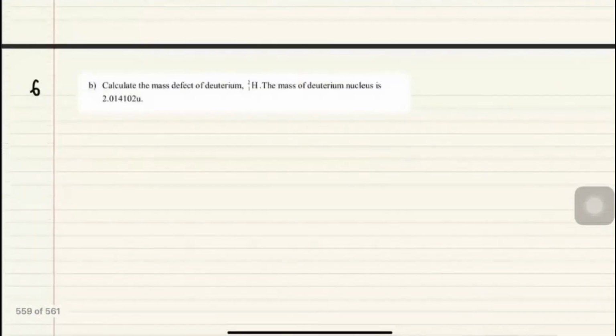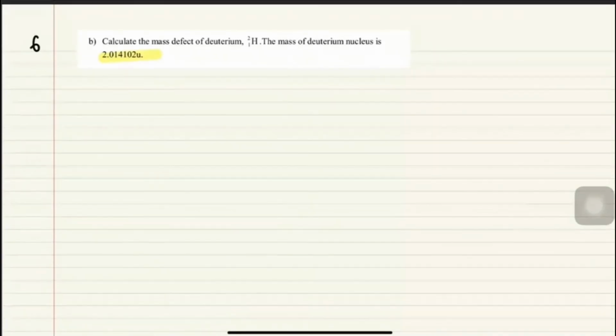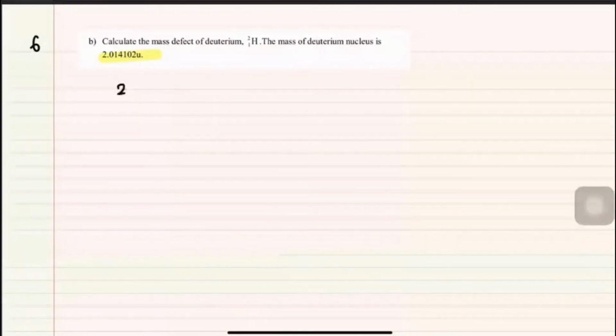Okay, moving on to the next one, 6B. Calculate the mass defect of deuterium, 2,1. This is deuterium. The mass of deuterium nucleus is 2.01. Okay, we give you this value. So from this one, you can straight away determine the number of protons and number of neutrons. Number of protons is how much? 1, sir. 1. Okay, very good. Number of neutrons? 1. 1 as well lah. 2 minus 1 is equal to 1. Atas tolak bawah, senang je. You get 1.